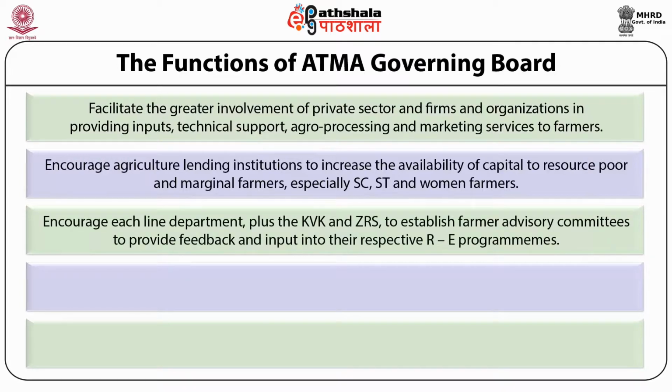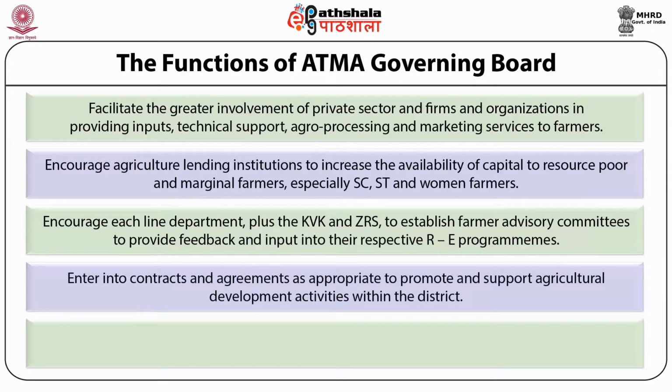Encourage each line department plus the Krishi Vigyan Kendra and Zonal Research Station to establish farmer advisory committees to provide feedback and input into their research and extension programs. It is the responsibility of all these institutions, may it be the Krishi Vigyan Kendra or Zonal Research Station for that matter. So, any such agricultural research institution should get involved in the research and developmental activities, extract the feedback and supply it to the research system. So, that is a continuous process.